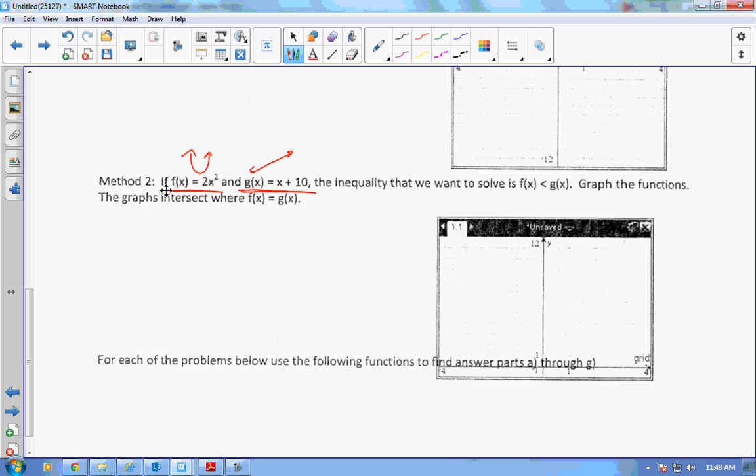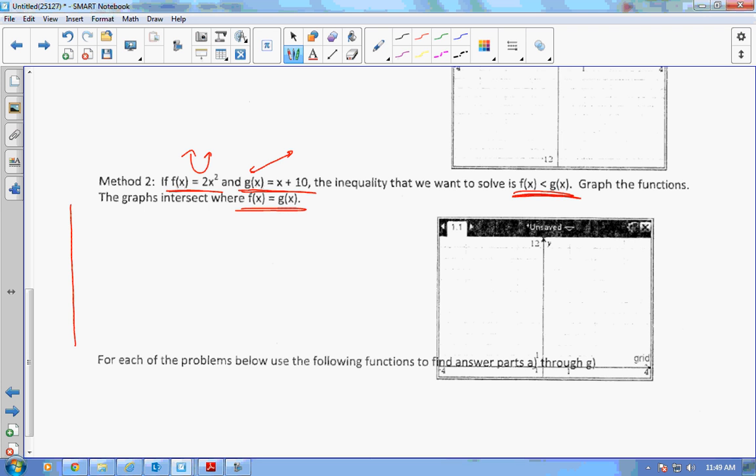If those are our functions, find the inequality that we want to solve so that f of x is less than g of x. We want to know when f, the parabola, is less than g, the linear line. We need to graph the functions and find where they intersect. It's easiest to see when f is less than g by looking at the graph.